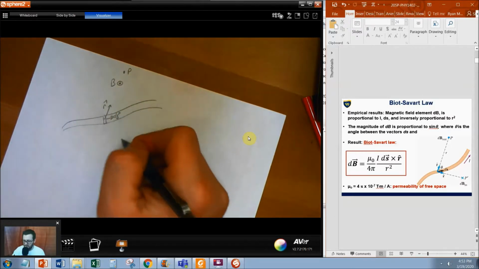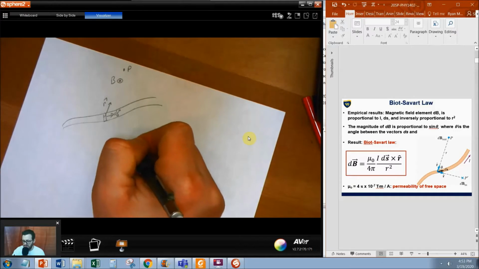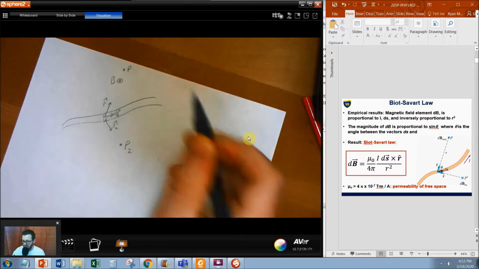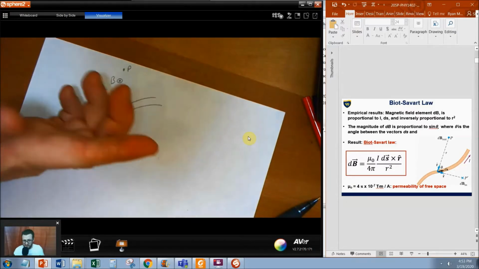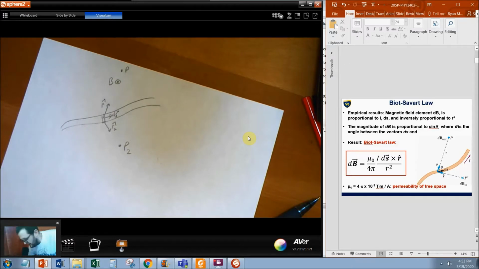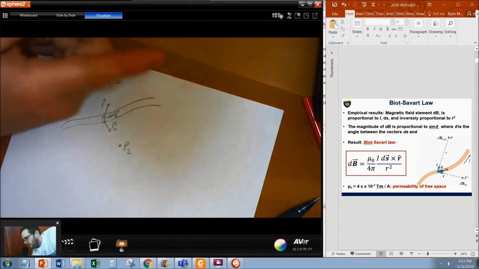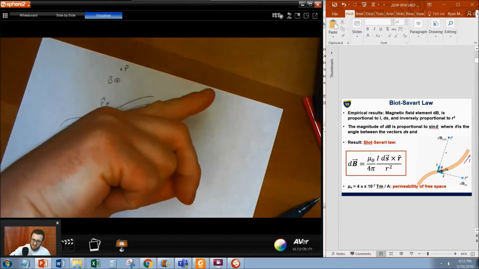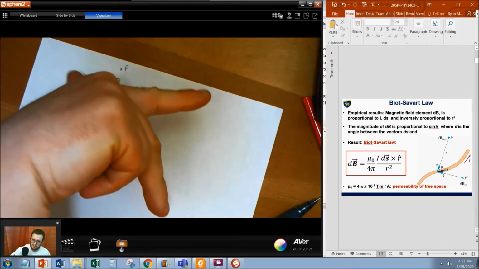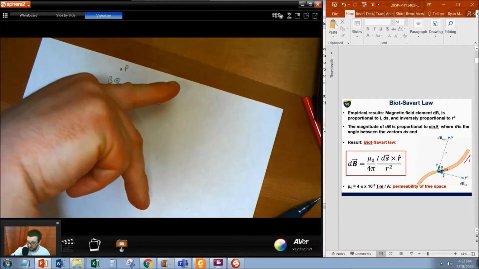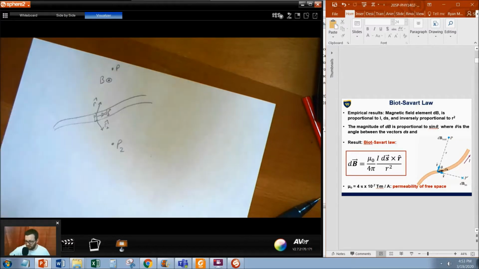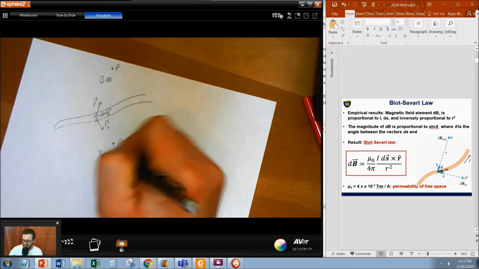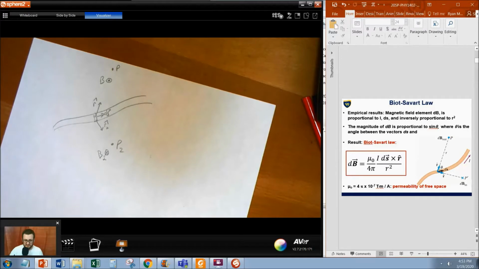If I were to look at a point on the other side, let's say it's P2, so now r2 hat points in this direction. This is going to be really hard for me to do on this camera. I'm going to stand up. Well, actually, no, I've got to twist my arm the other way. So my first finger points in the direction of ds. My second finger points to the observation point, which is now underneath the wire, and my thumb points in the direction of the magnetic field. So on this side of the wire, B2 at this point is into the plane of the page.